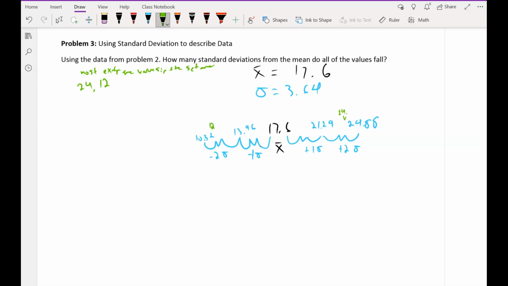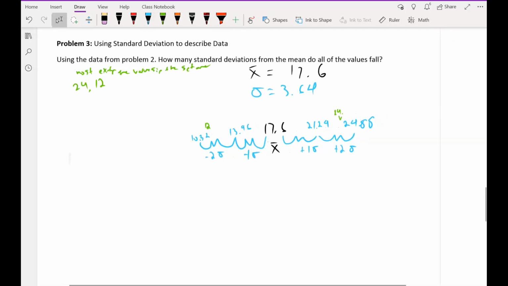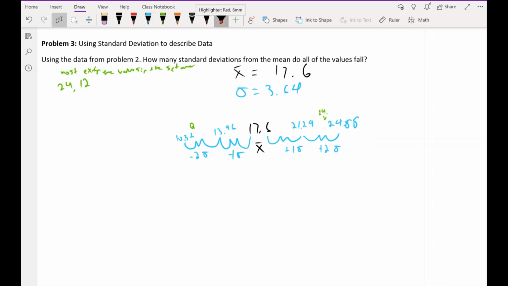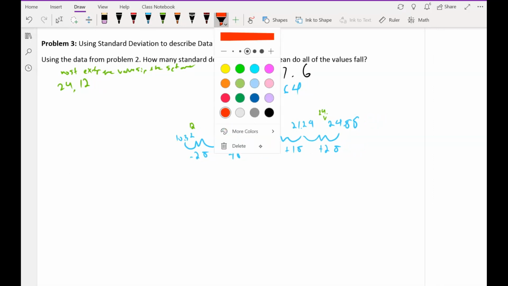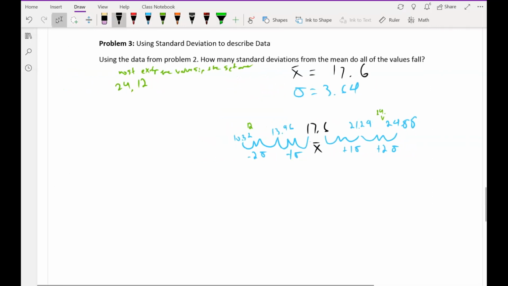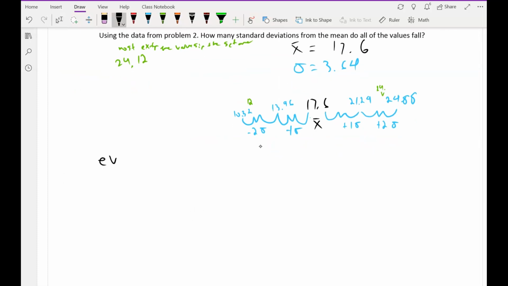So if you look here, this technically is a distance of 1 standard deviation to the right and 1 standard deviation to the left. So this is still 1 standard deviation. Really, everything falls within how many standard deviations, and the answer is 2 standard deviations. And I don't like this red highlighter. I'm changing that. That's going to be green. All right, so everything falls within 2 standard deviations of the mean.